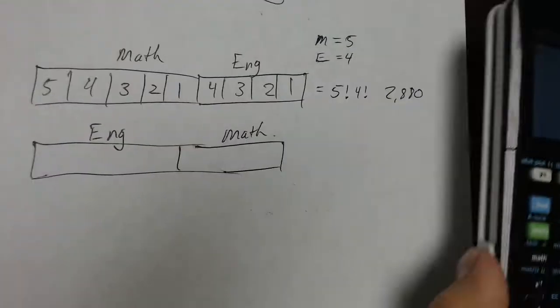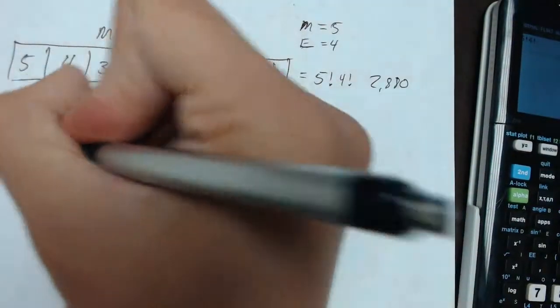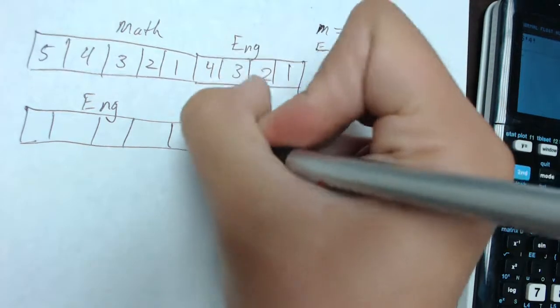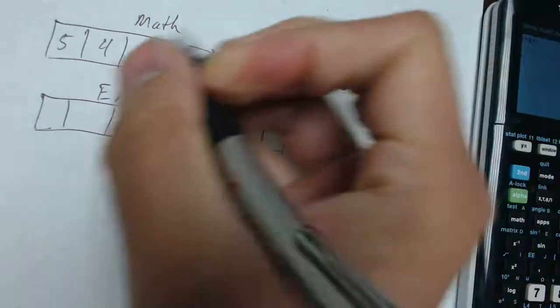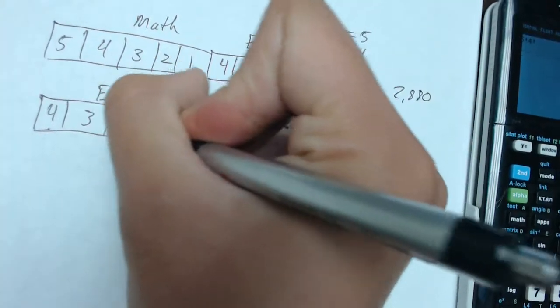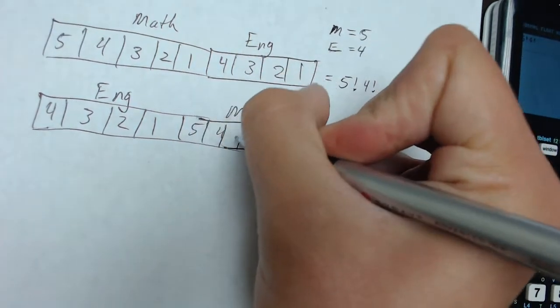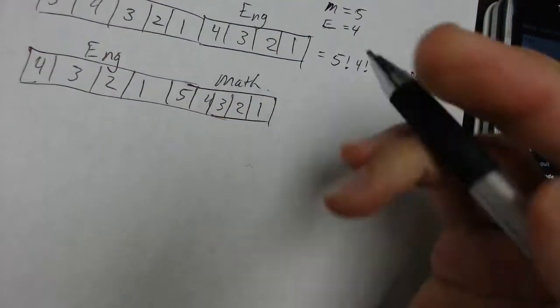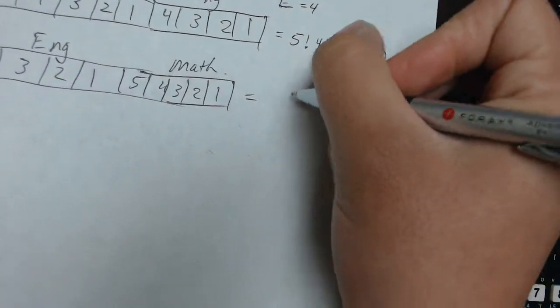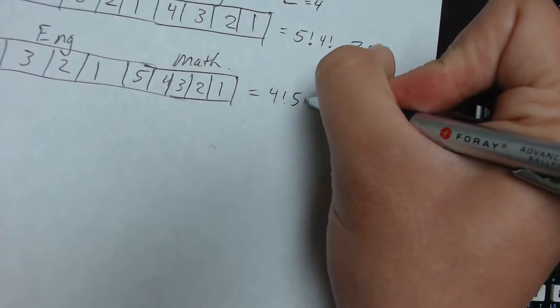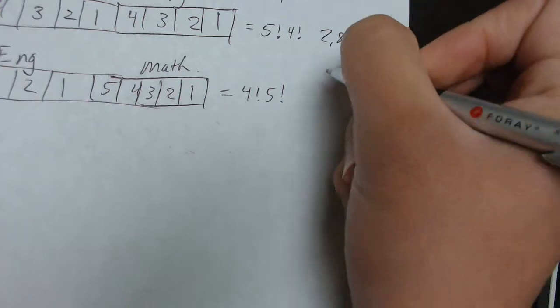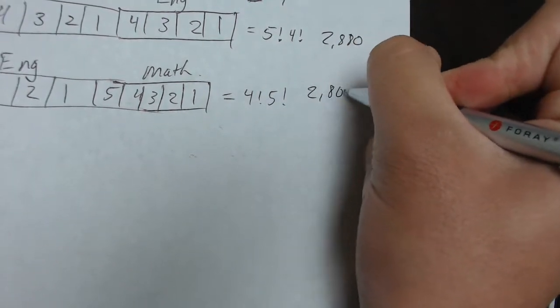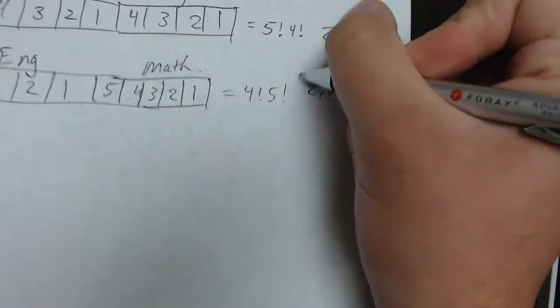And then on the bottom, if we do English books first, and then math books second, we get 4, 3, 2, 1, 5, 4, 3, 2, 1. That's actually going to be the exact same thing because it doesn't matter what order I multiply in. So that's going to give me another 2,880 options. I add those together.